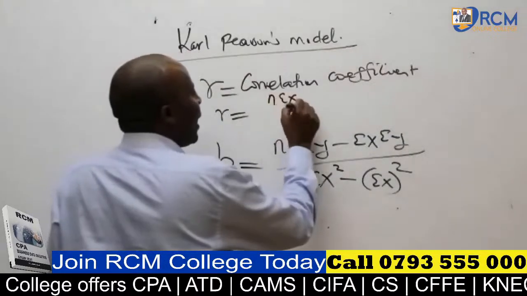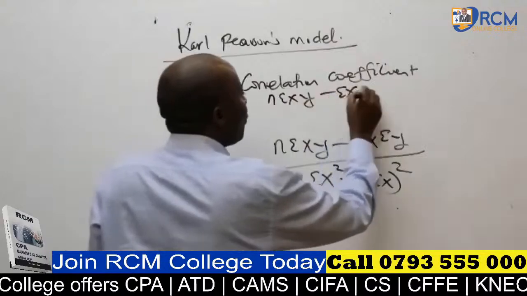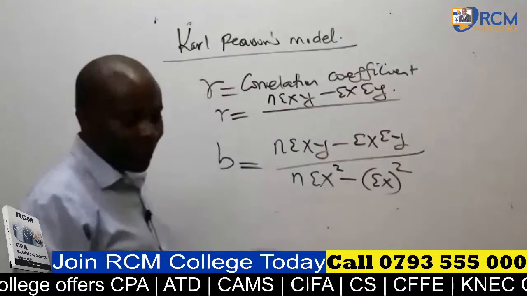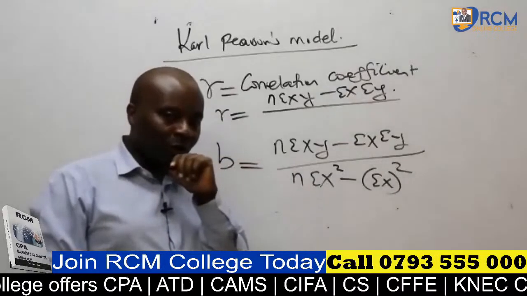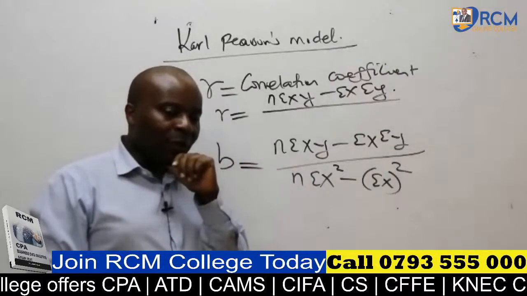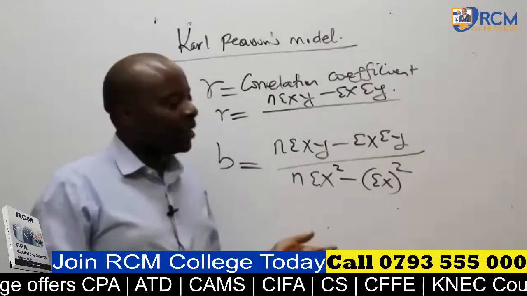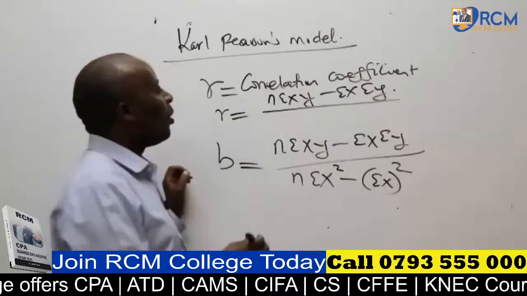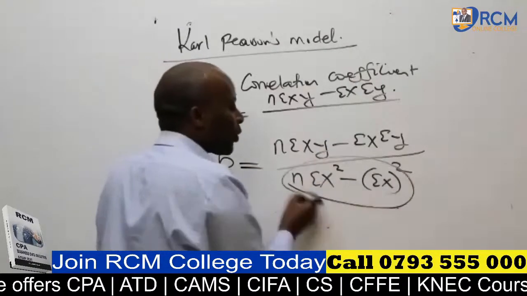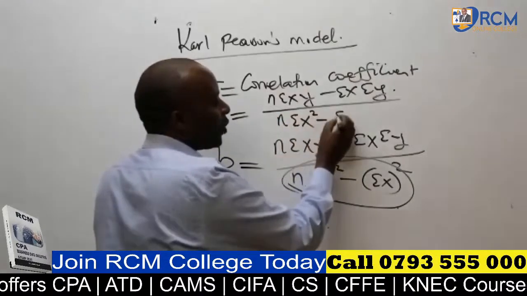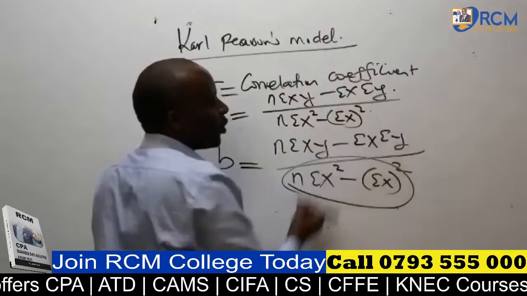So we have here n summation of xy minus summation of x, summation of y, all over. Now, the moment I have taken care of the numerator, there is also something I know about the denominator. There is also a relationship about the denominators. If I understand this, I have understood the entire thing. So for the denominator, what I need to do is copy this: n summation of x squared minus summation of x squared, like that.